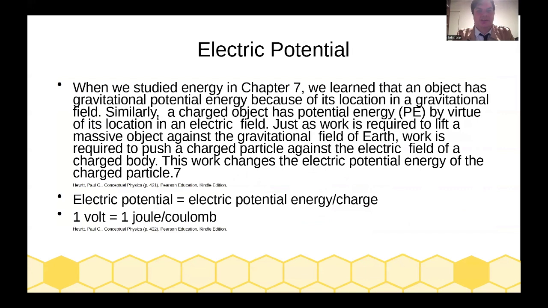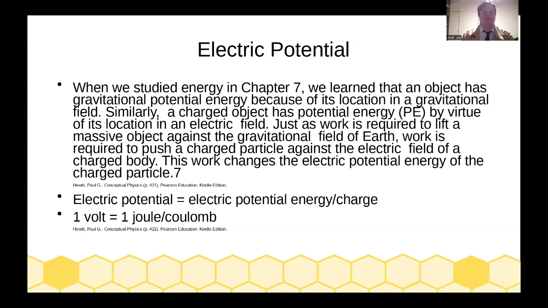When we studied energy in Chapter 7, we learned that an object has gravitational potential energy because of its location in a gravitational field. Similarly, a charged object has potential energy by virtue of its location in an electric field. Just as work is required to lift a massive object against the gravitational field of Earth, work is required to push a charged particle against the electric field of the charged body. This work changes the electric potential energy of the charged particle.